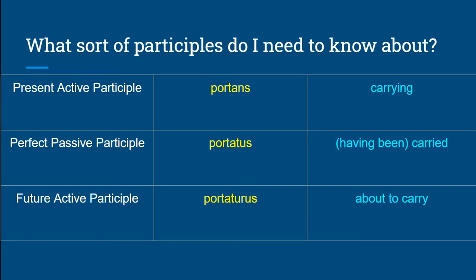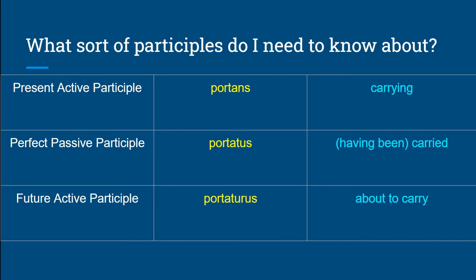So, which participles do you need to know? The first is the present active participle. It's going to end in an NS in the nominative. So here we have the example of portans, and you're going to translate it as ending in ing. So here we have carrying, but equally we could have singing, going, doing, laughing, etc.